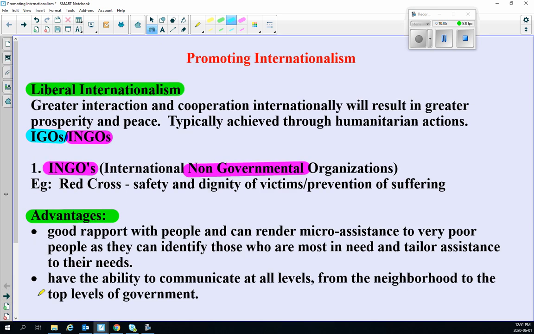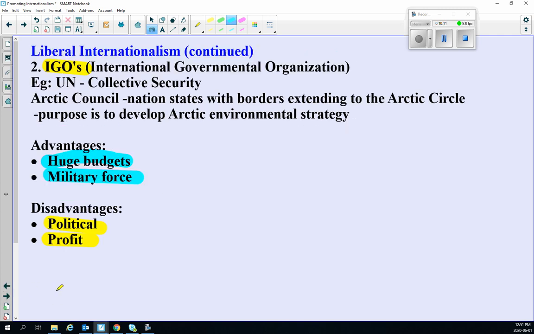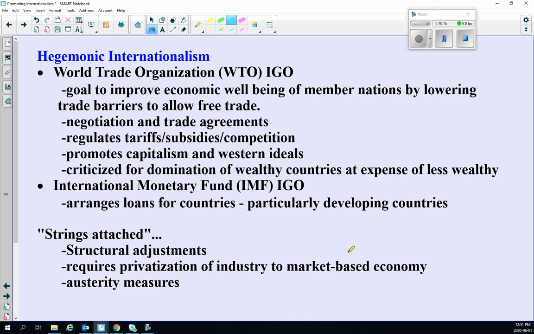More and more, it looks like INGOs are going to be more effective than your IGOs, for reasons that we just talked about. All right, on to hegemonic internationalism. We won't spend much time on this, but we'll spend a bit of time on this. As we learned, hegemonic internationalism is when one country or a couple of countries will dominate all of the other countries on an international scale.